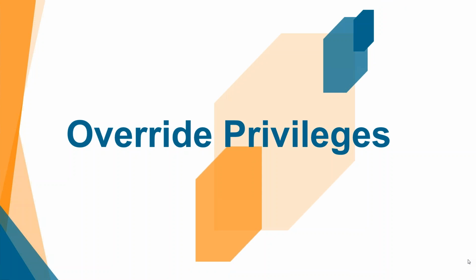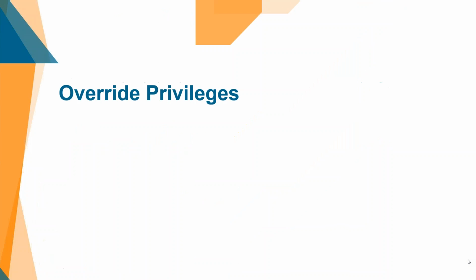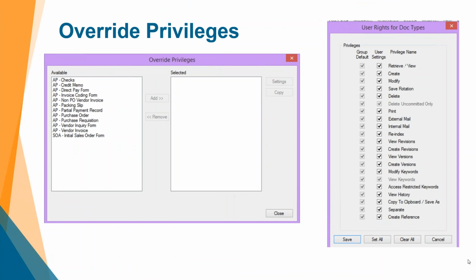Moving along, override privileges. Another place we see a lot of confusion. Exactly. So override privileges is, I guess you could say, a buried privilege. You have to go through a couple levels to get there. But once you do, you get a deeper ability to set some pins in place that are going to work across the board.